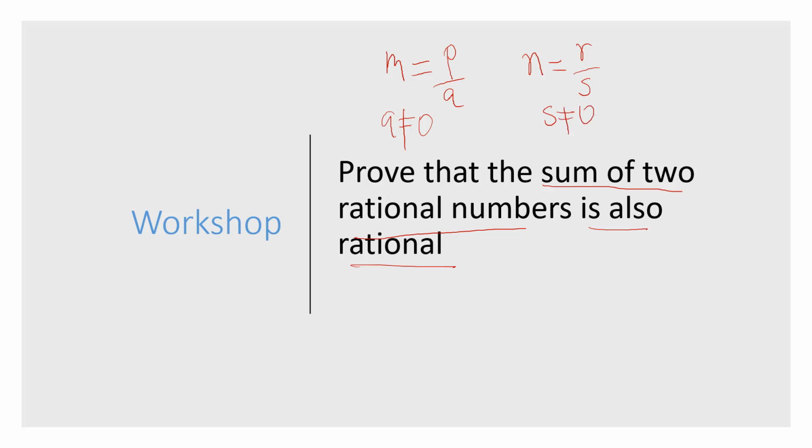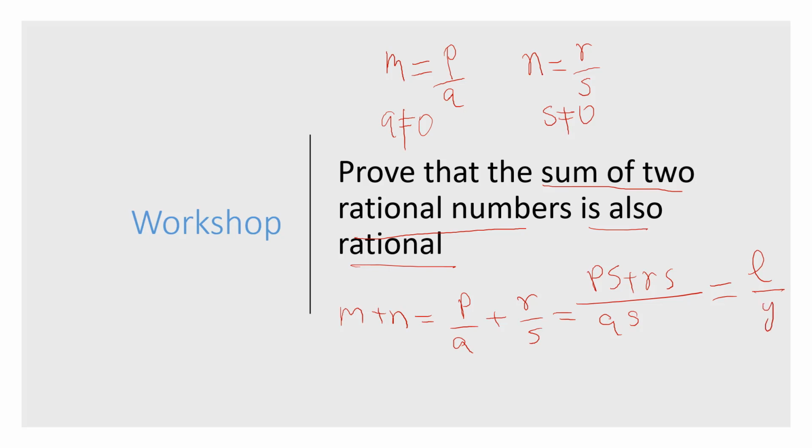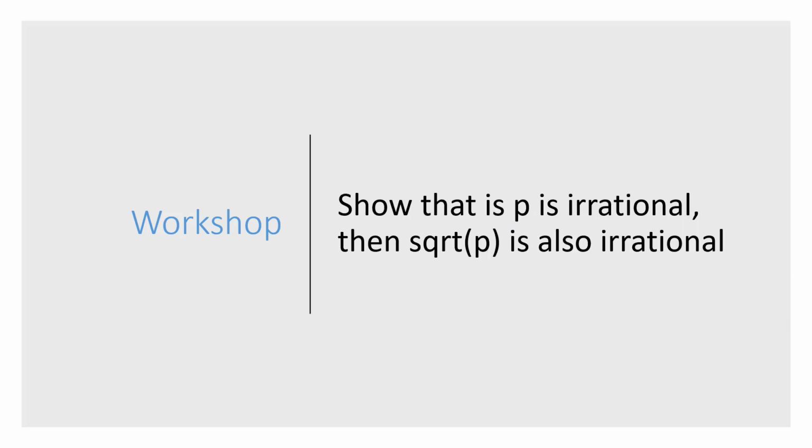So if you take the sum of these two, m plus n, which gives you p over q plus r over s, we can simplify this to be ps plus rs over qs. We know the numerator is some integer. But this qs is also not 0 because we know q is not 0, s is not 0, and therefore this is not 0. So this is the classic definition of a rational number. So what we just proved was that if m and n are rational numbers, then the sum is also rational.